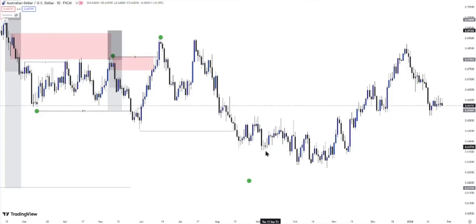Alright? And before you know it printed this low. For this low to be confirmed, it has to take out inducement. It didn't take it out. And another low is printed. For this low to be confirmed, it has to take out the inducement. It didn't. Another low is printed. It has to take out the inducement. Did it? It didn't. Alright?